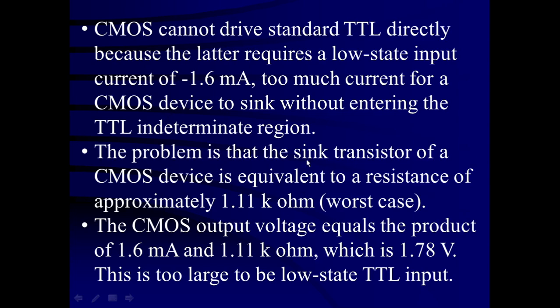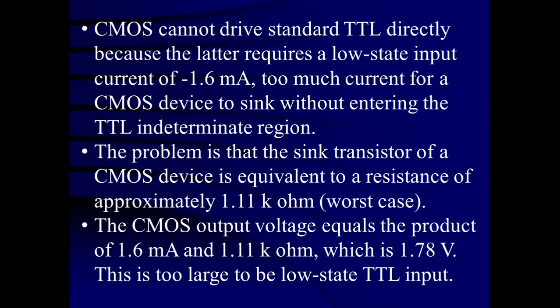The problem is that the sink transistor of the CMOS device is equivalent to a resistance of approximately 1.11 kilo ohms. In the worst case, the CMOS output voltage equals the product of this current, 1.6 milliamperes, and 1.11 kilo ohms, which is equivalent to 1.78 volts. This is too large to be a low state TTL input.